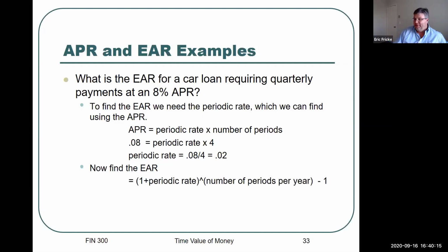Now we can use that to calculate the effective annual rate, the EAR. Here's our equation for the EAR. And now we plug in the information we have. So it's 1 plus 0.02, all to the power of 4 periods per year because it's quarterly, and then minus 1, and so we get 8.2%. So it's just a little bit more than the APR, which is what we'd expect.